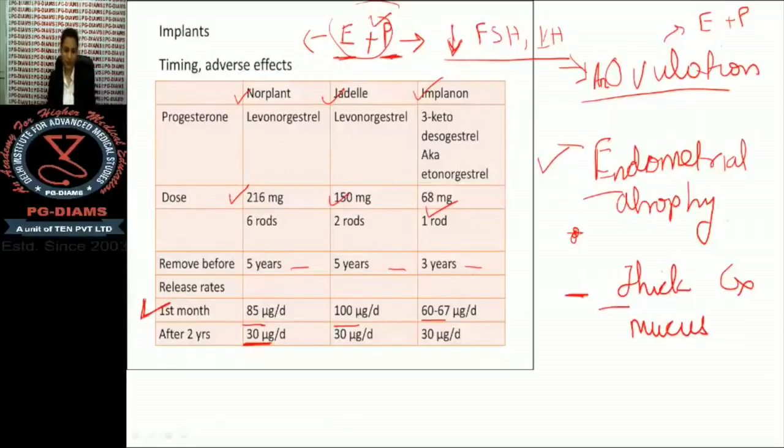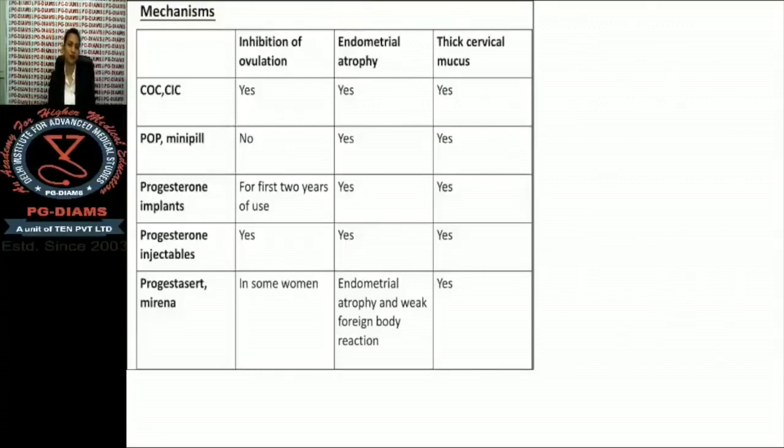Now coming to the mechanism of action of each of the hormones. Combined OC pills and combined injectables have all three effects: inhibition of ovulation, endometrial atrophy and thick cervical mucus. While the progesterone only pill, because it has very low dose progesterone, does not inhibit ovulation, while it causes endometrial atrophy and makes cervical mucus thick.